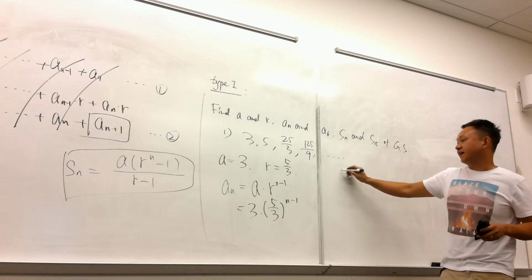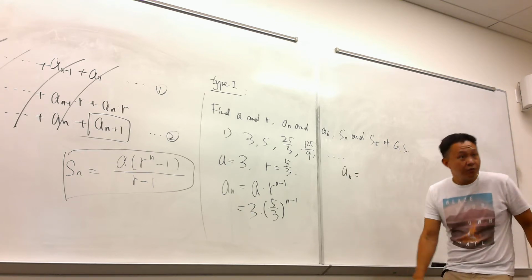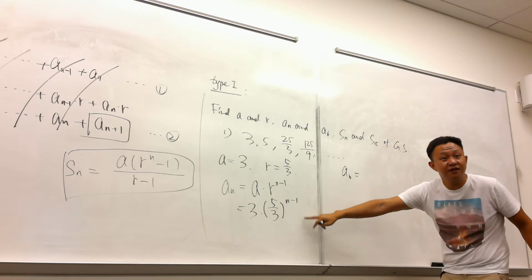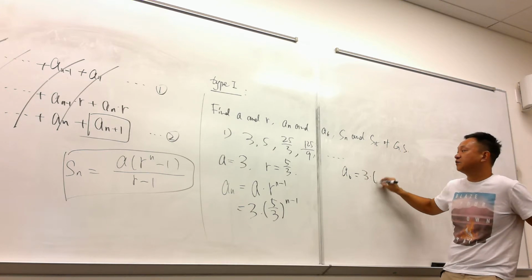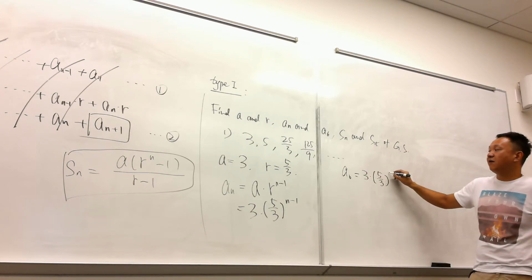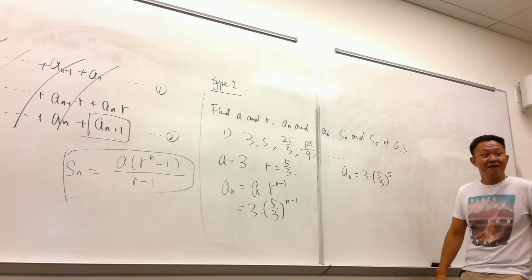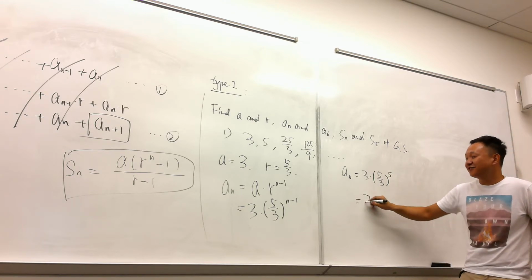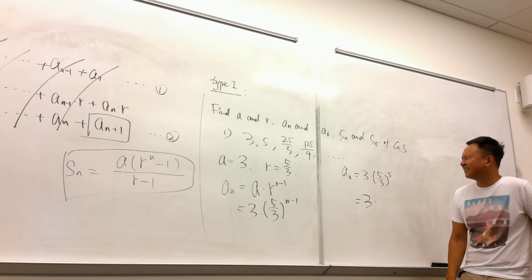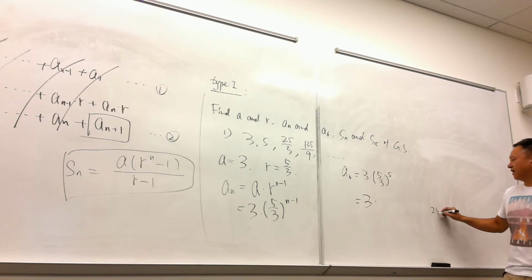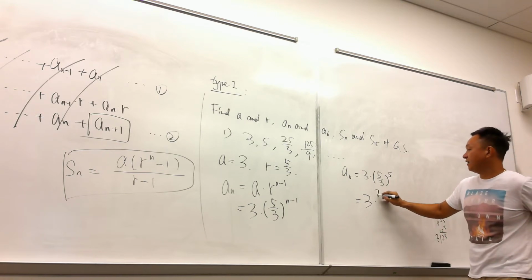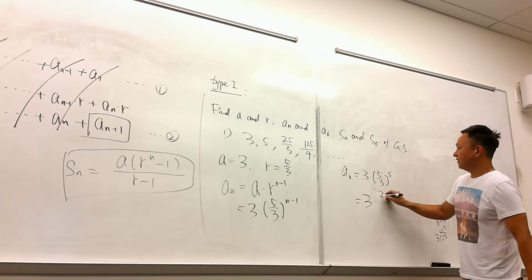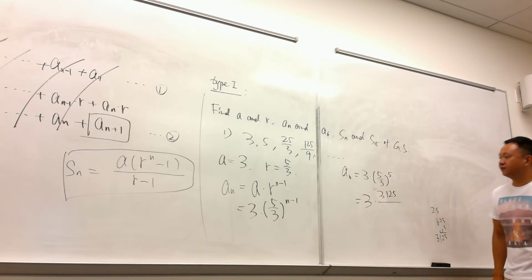So guys, what is A sub 6? What are you going to do? You just plug 6 into the formula you just found. You with me, guys? So you have A sub 6 equals 3 times 5 over 3 to the power of 5, right? 6 minus 1, which is 5. And then what you're going to get is 3 times, okay, 5, 25, and then 625 times 5 is 3125. Okay, 3125. And then 3 to the 5th is what?